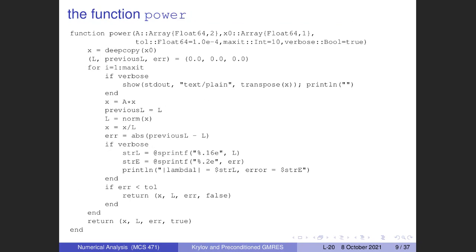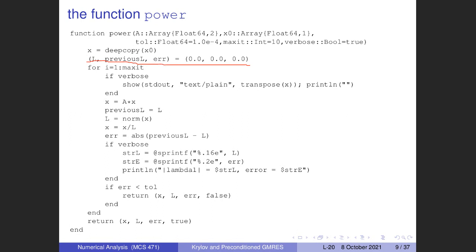All right, the algorithm fits in its entirety on one slide. So in order to look for the convergence, we will have a triplet here with the current approximation for the dominant eigenvalue, the previous one, and then the error. So we will print out the progress.